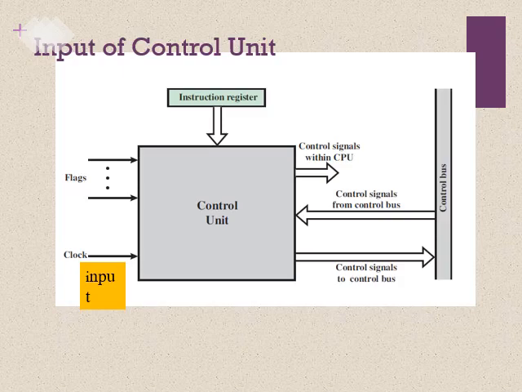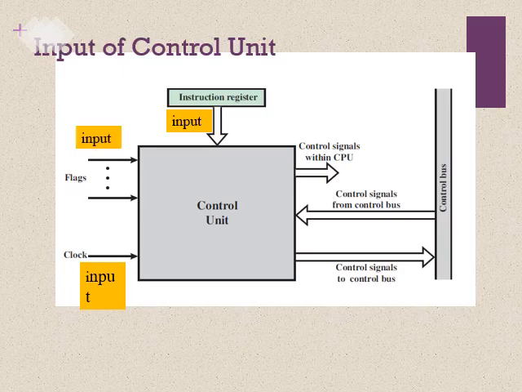The CU causes one micro operation, or maybe a set of simultaneous micro operations, to be performed for each clock pulse. Second is the input from the instruction register into the control unit. These are the opcodes and addressing mode of the current instruction, which is used to determine which micro op to perform during the execute cycle.